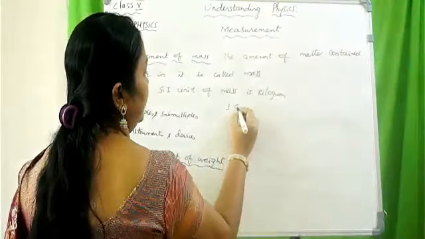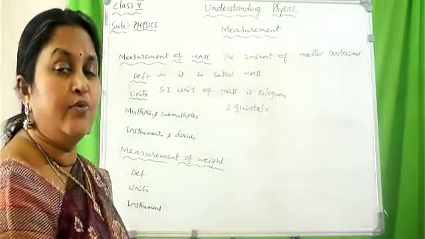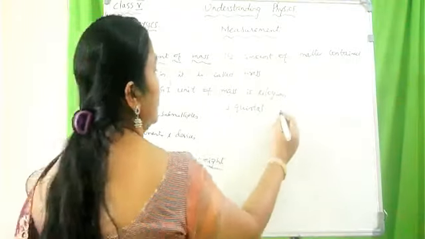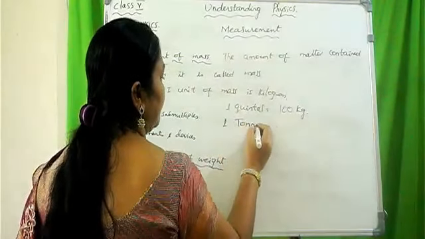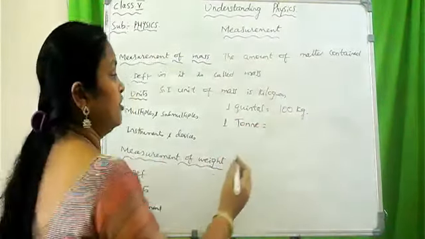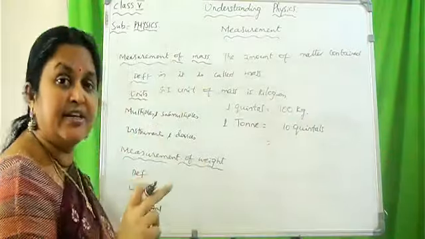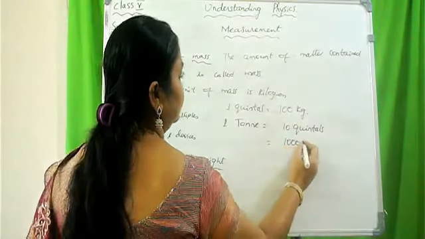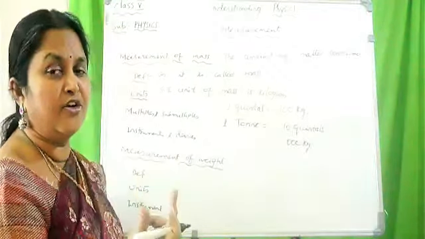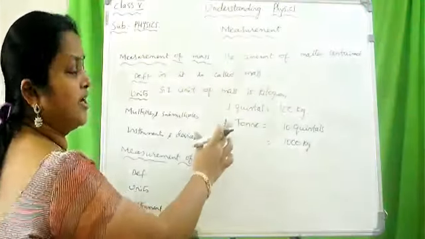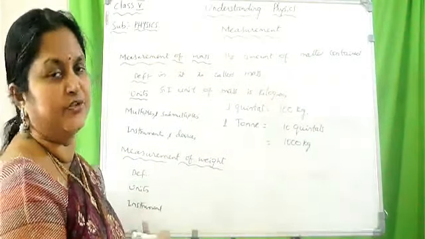That is 1 quintal. It is a multiple of kilogram. So 1 quintal is equal to how many kgs? 100 kg. Okay, 1 ton. 1 ton is equal to how many quintals? 10 quintals. If you want to write in kgs, how can you write? 1000 kg. So 1 quintal is equal to 100 kg. 10 quintals means 100 into 10, how much? 1000 kg. So that's why we can convert from quintals to tons and tons to quintals. You will be learning these in conversions.